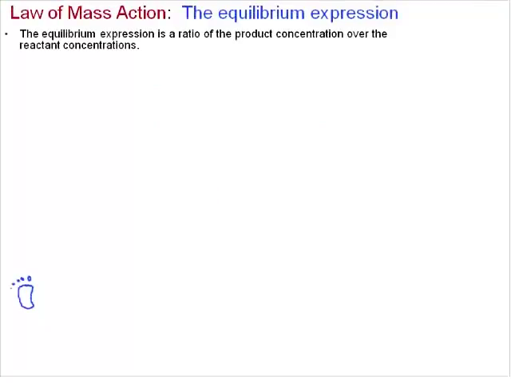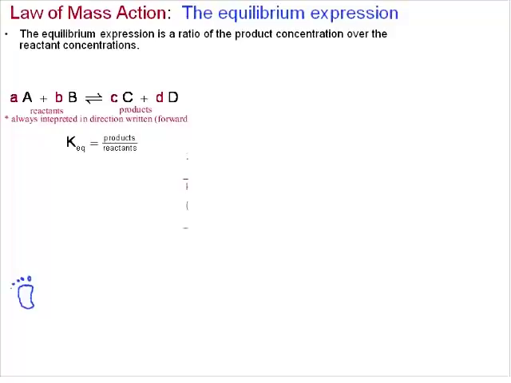In order to do this, we need to use something called the law of mass action, which is what we refer to as the equilibrium expression, and it simply refers to the ratio of the product concentrations over the reactant concentrations. So the equilibrium expression is simply a ratio of the products over the reactants. These are the products on this side, so we're looking at the concentrations of, say, C and D on the top versus the concentrations of A and B on the bottom.